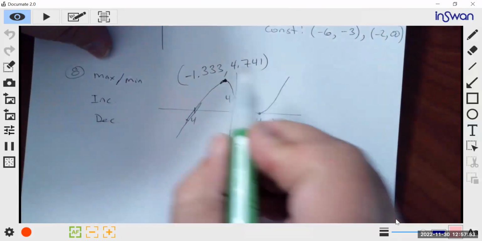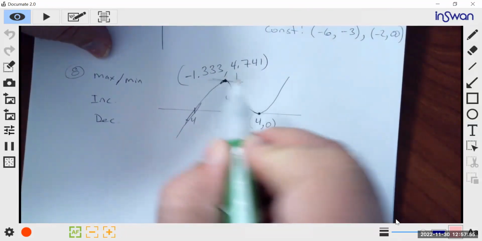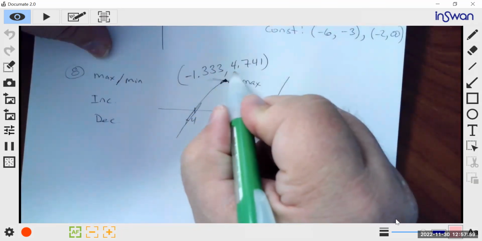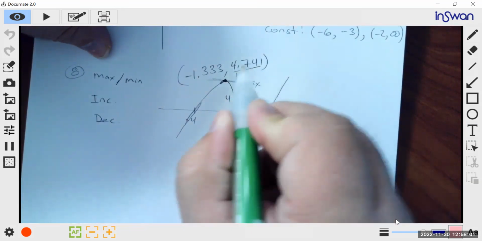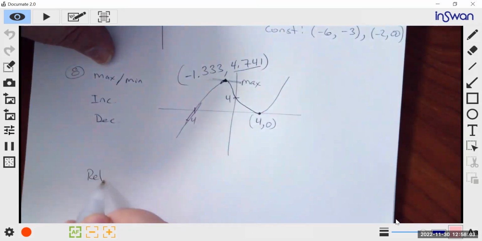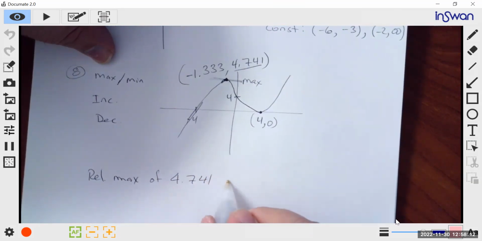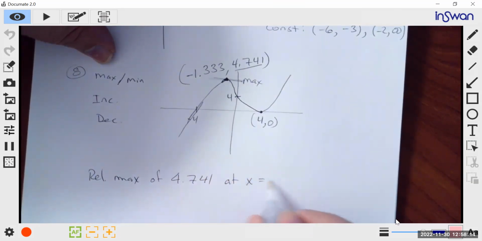The relative, we have a maxima here. So that's the highest, that's the max. But this is the value. The maximum, we have relative max of 4.741 at x equals -1.333.